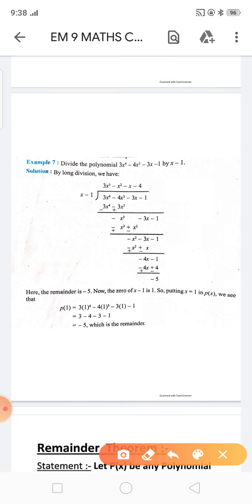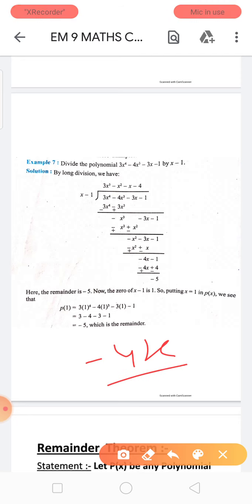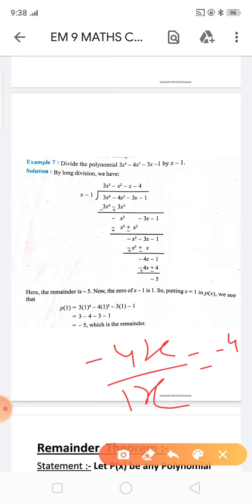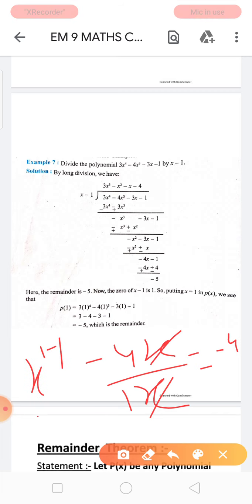Again, next step we compare the term in the dividend, minus 4x, divided by the term in the divisor, x. We get minus 4, because 4 divided by 1 means 4, and x raised to 1 minus 1 means x raised to 0, and x raised to 0 means 1. So 4 minus 4 multiplied by 1 means minus 4. So our last quotient term is the constant term.